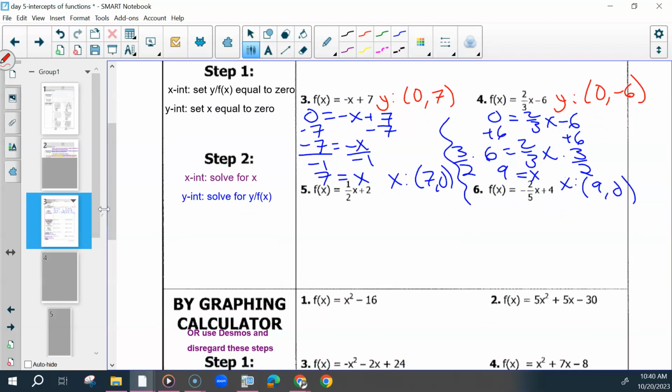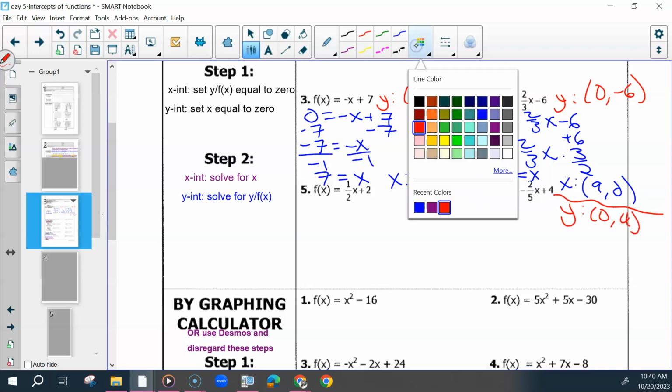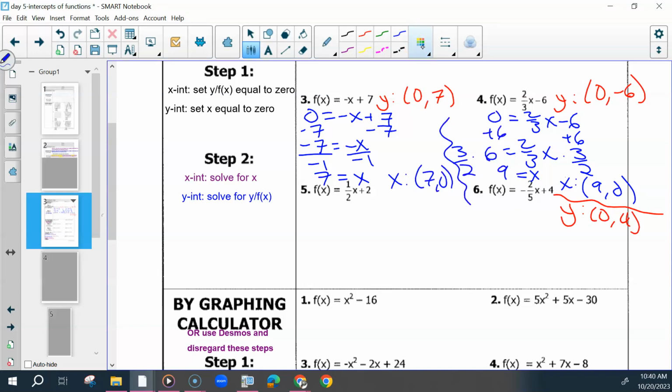And then we can start number 6. What would the y-intercept for number 6 be? 4. How would I write that as an ordered pair? 0, 4. So on the test, you have to write this correctly. And then for our x-intercept, 0 equals negative 2/5 x plus 4. Get rid of the 4 by subtracting.